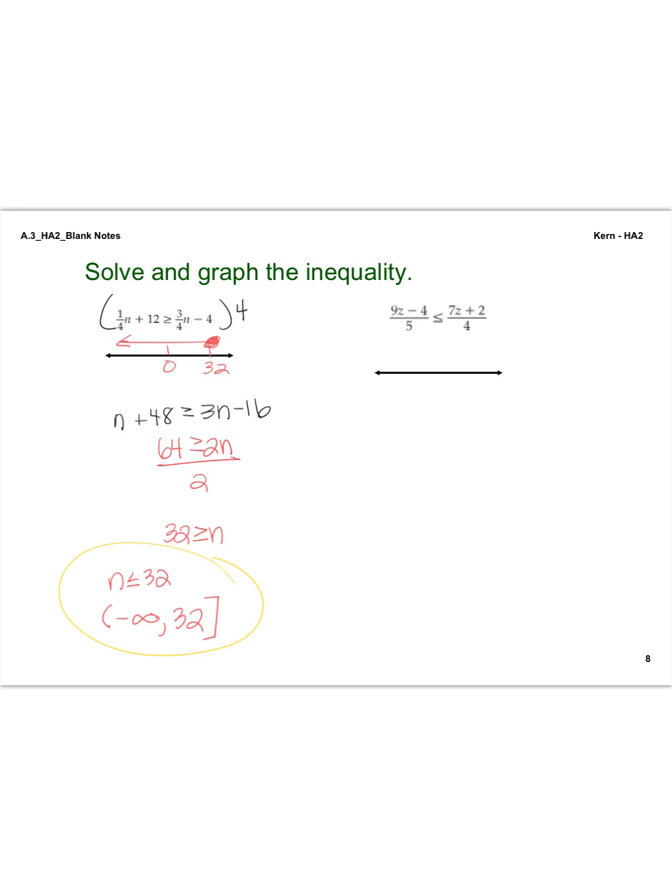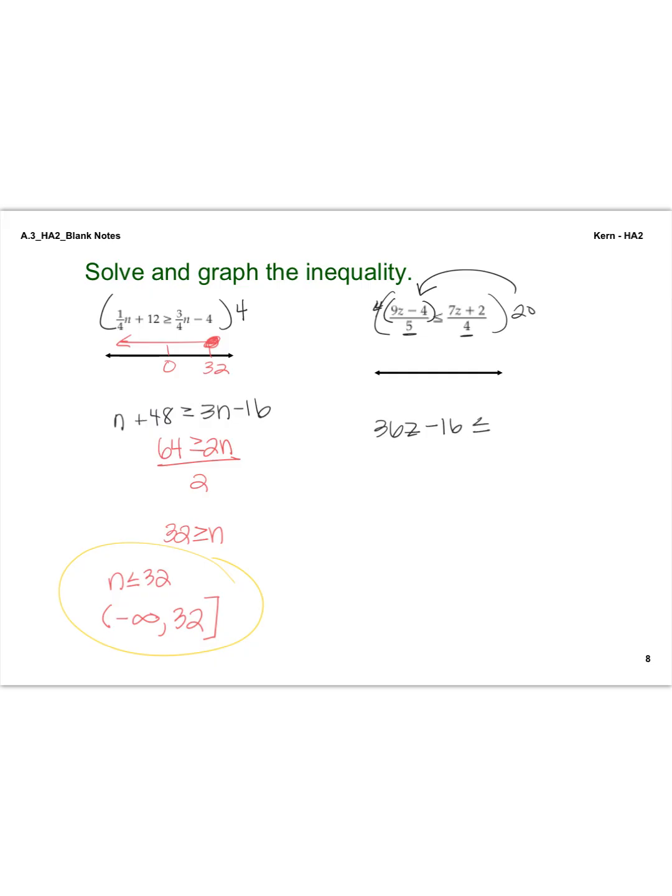Okay. Looking at this other example, I'm going to multiply this whole problem by 20 because if you look at the 5 and the 4, that's the common denominator, or at least common multiple. So when you're distributing it here, 20 divided by 5 is 4. So really what you're doing is you're multiplying this whole thing by 4. So 9 times 4 is 36z minus 16.